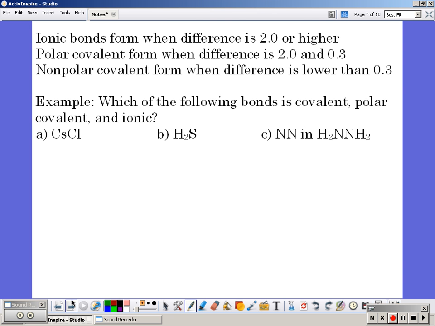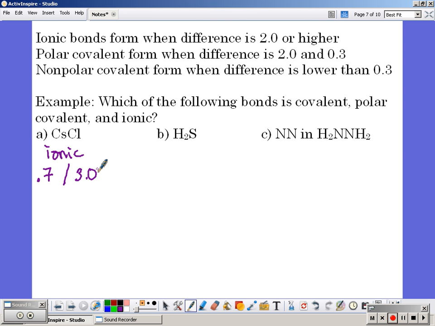So if we look at these examples, which one is covalent, polar covalent, and ionic? CsCl would be our ionic compound because the electronegativity values would differ widely. So for cesium, if we look back, cesium has a value of 0.7 and chlorine has a value of 3.0. So they differ widely. In fact, if we calculate it, it would come up to be 2.3.